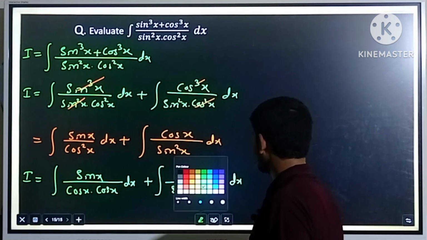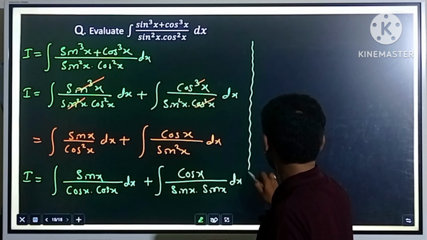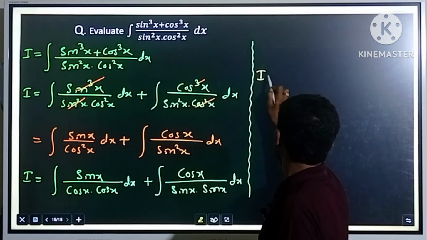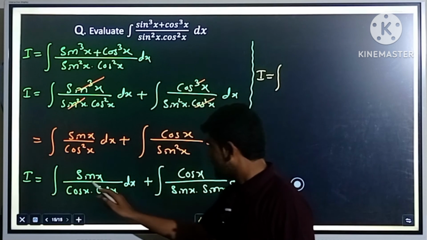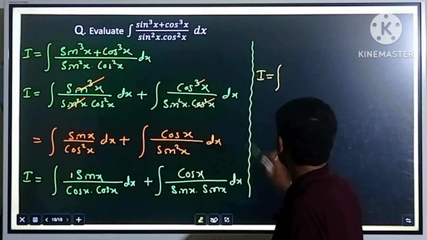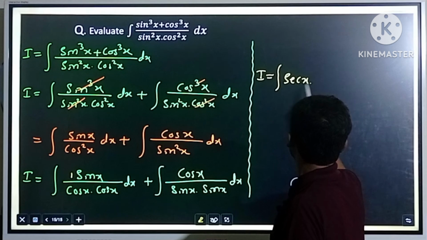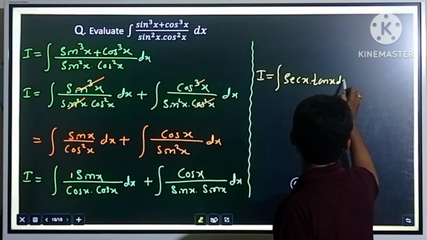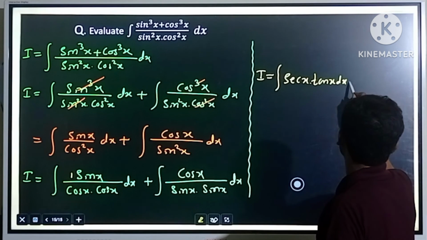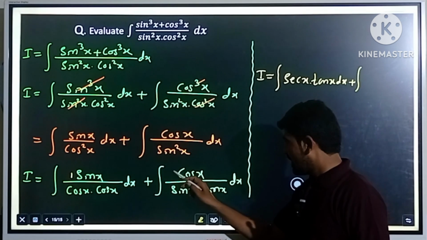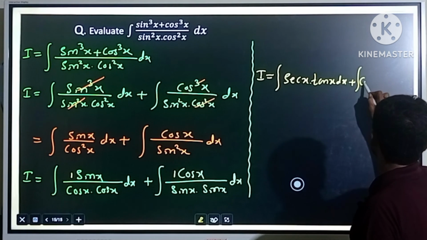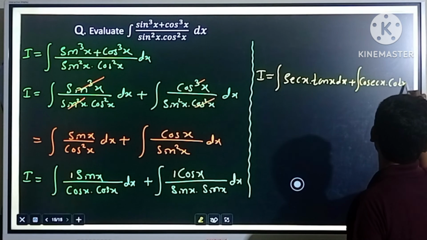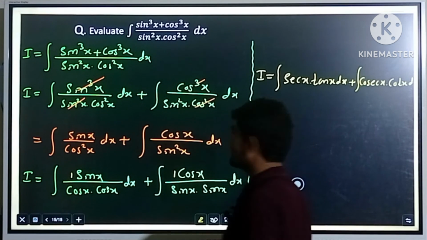Now in the next step, I can be expressed as I equals integration of 1 divided by cos x, which is secant x, into sin x divided by cos x, which is tan x, with respect to x, plus integration of 1 divided by sin x, which is cosecant x, into cos x by sin x, which is cot x, dx. I hope all of you understand.